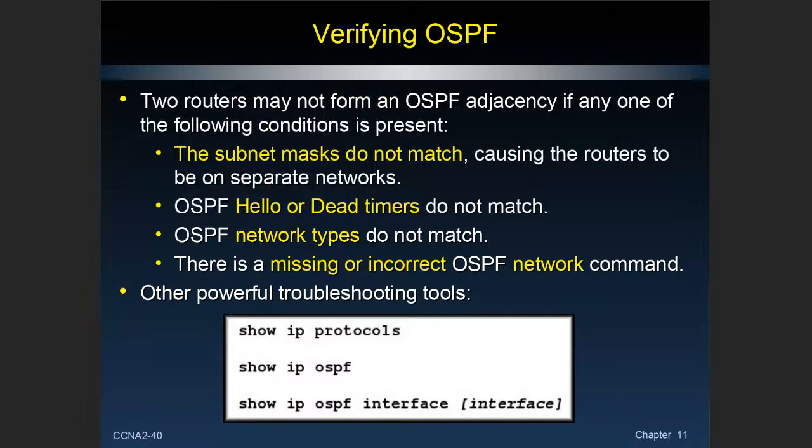Okay, an adjacency may not form if something is wrong. The subnet masks don't match. Well, if that doesn't work, I can't even ping the other guy. How can I make him move? Here are their hello packets. The OSPF hello and dead timers must match.